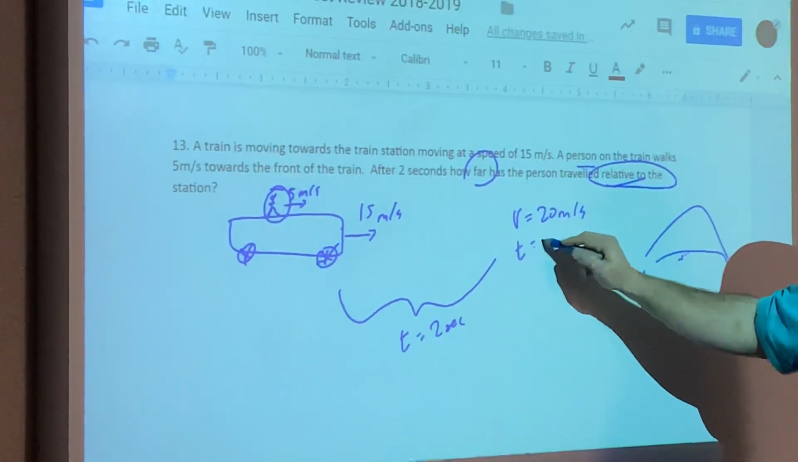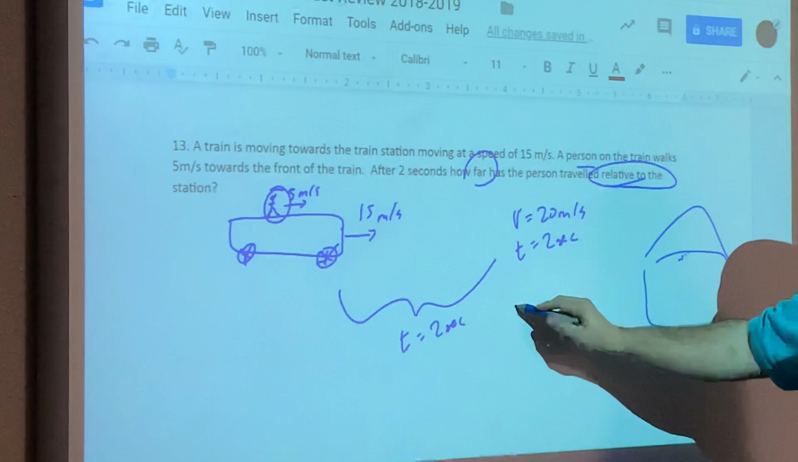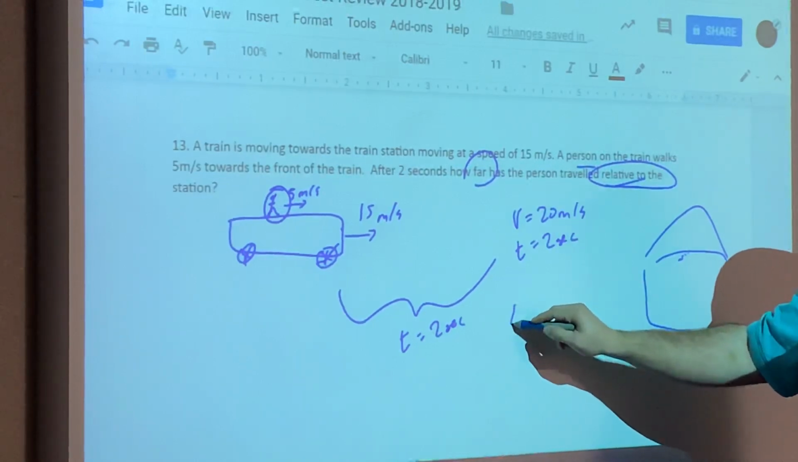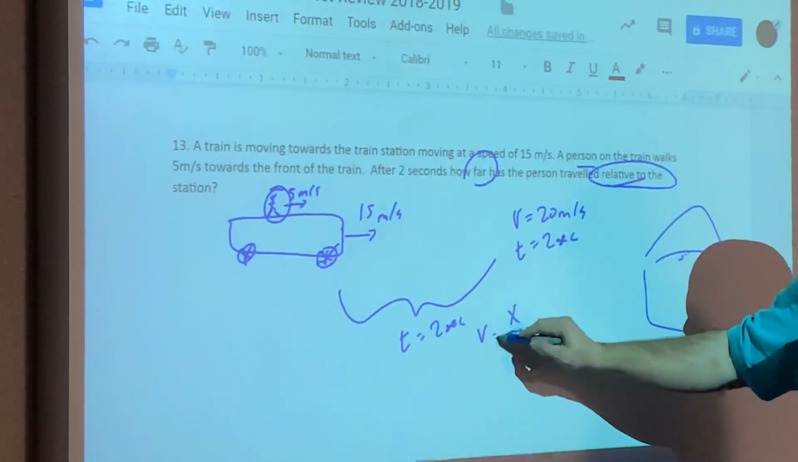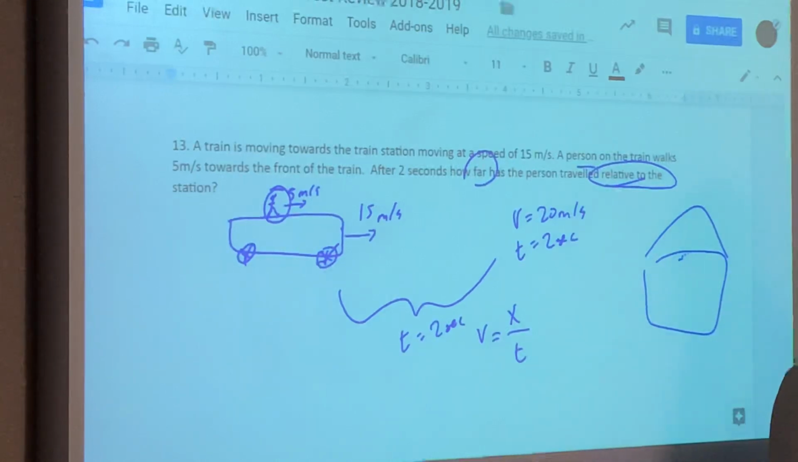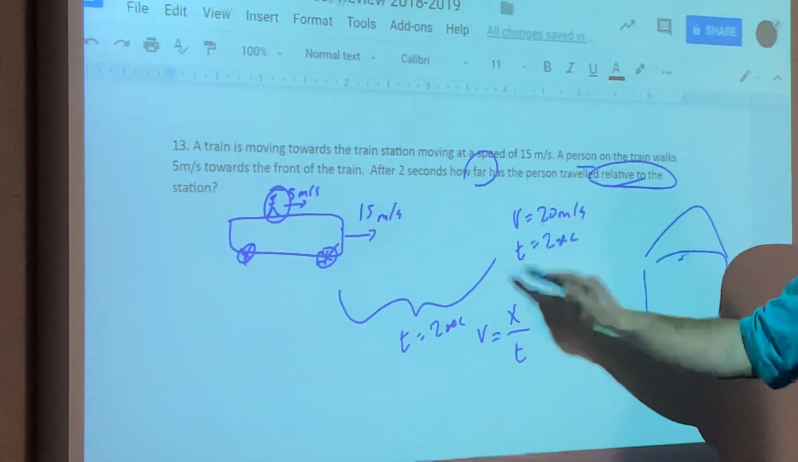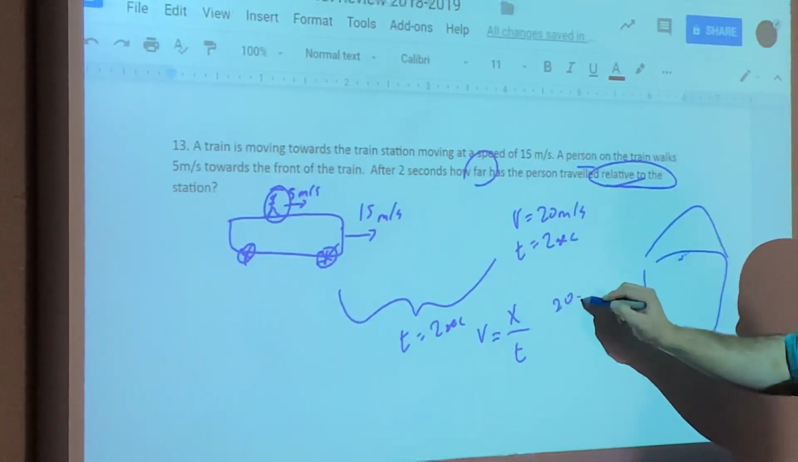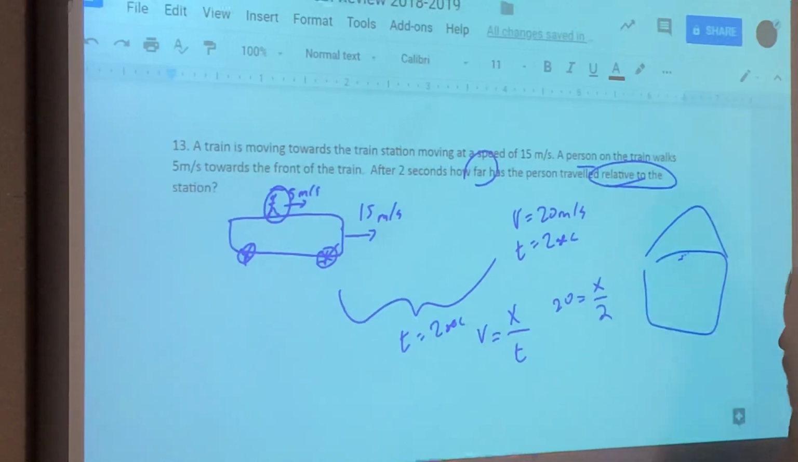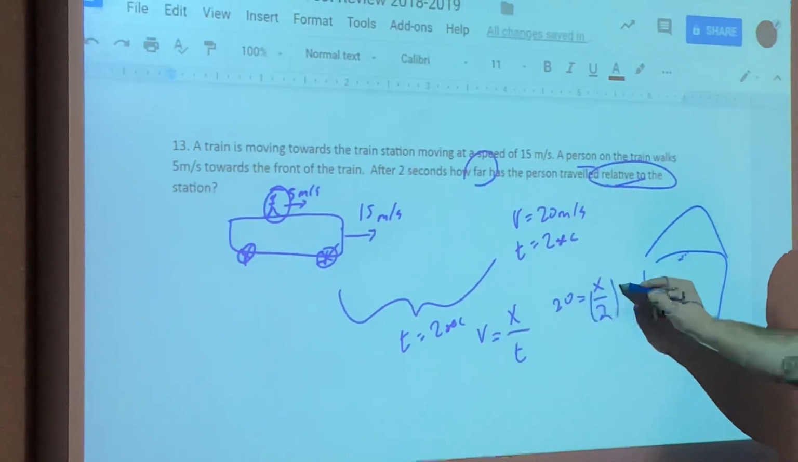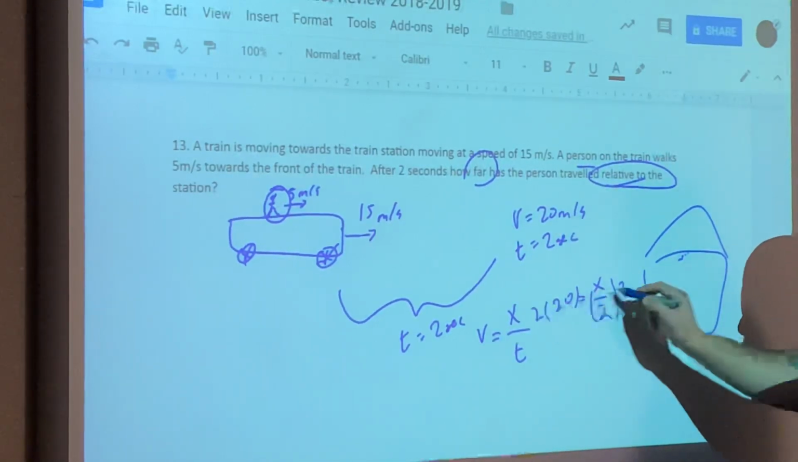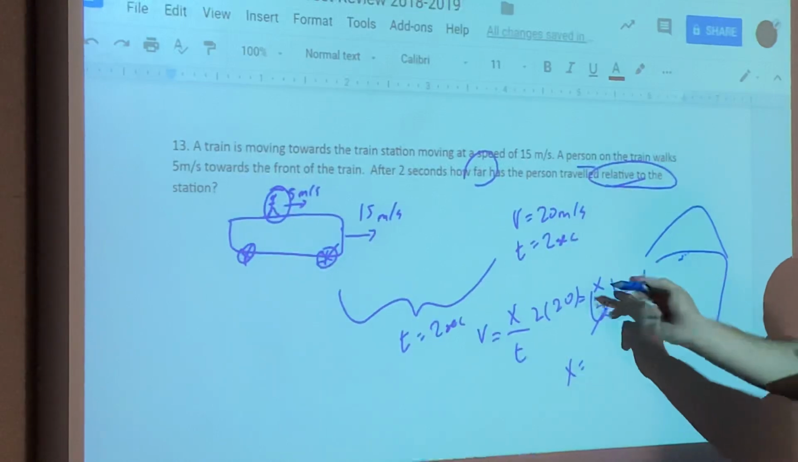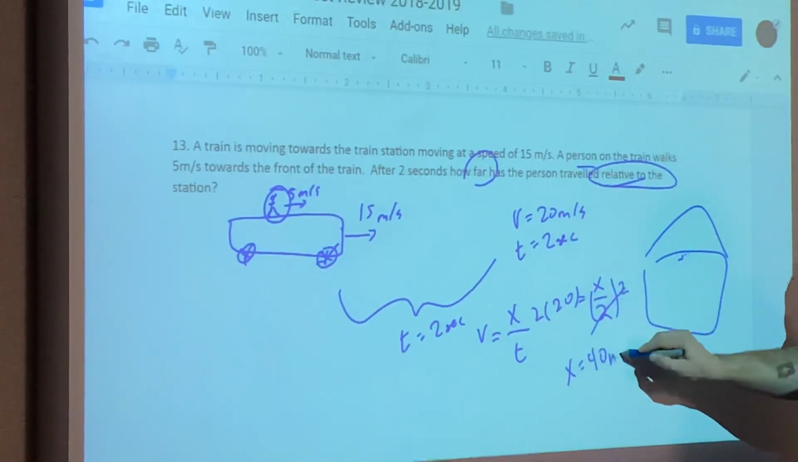They have a time of 2 seconds. The equation for x, right, that has that is this one, v equals x over t. So we just plug these numbers in here. It'll be 20 equals x over 2. So what is x? You multiply both sides by 2. So the displacement ends up being 40 meters.